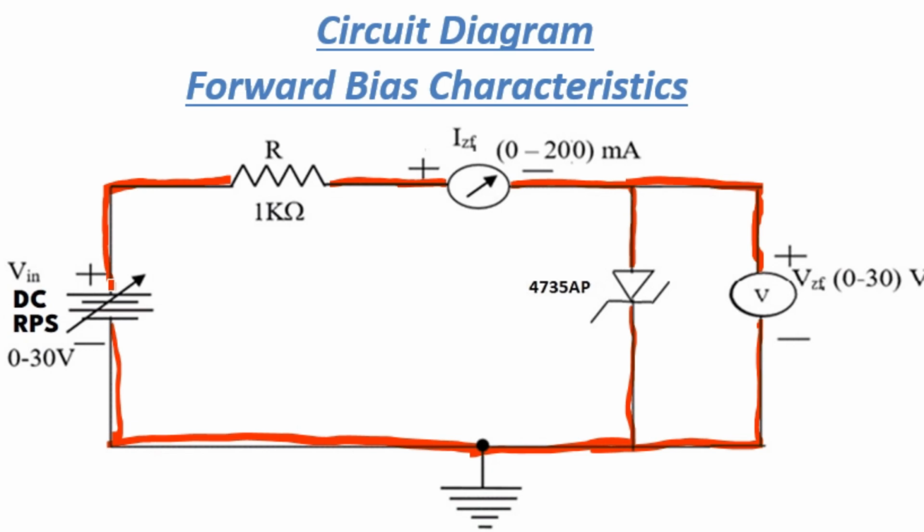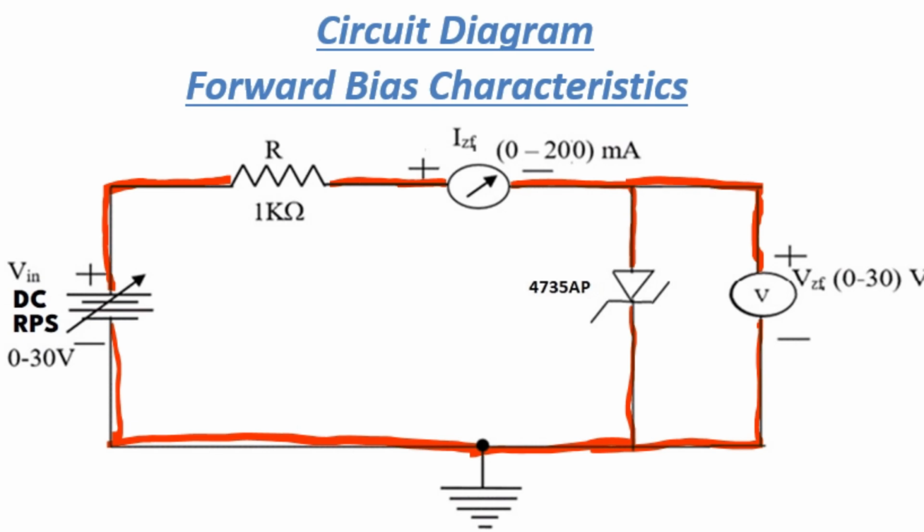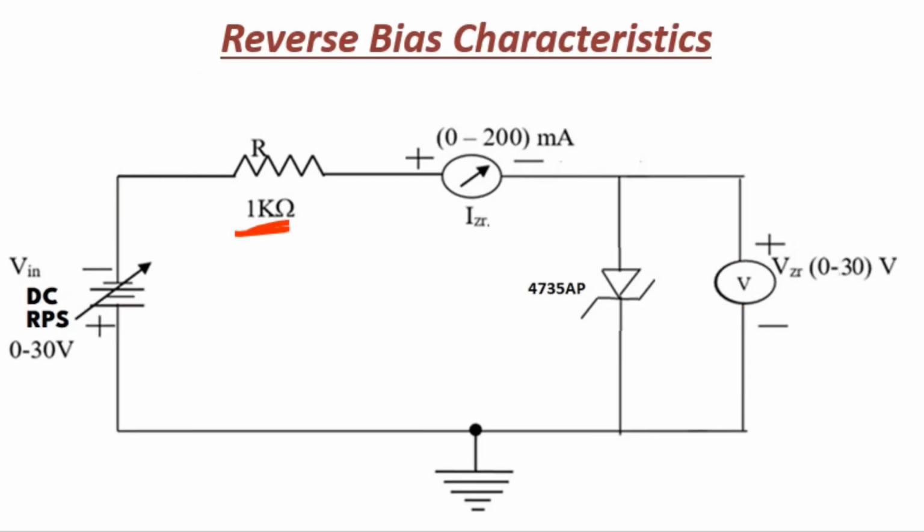For reverse bias characteristics, you can observe the circuit diagram. The resistance is only 1 kilo ohm. There is no change in the resistance from forward bias to reverse bias, and the ammeter rating is also the same, 0 to 200 milliamperes. The voltmeter rating is also the same; the only change is in the RPS negative and positive terminals.